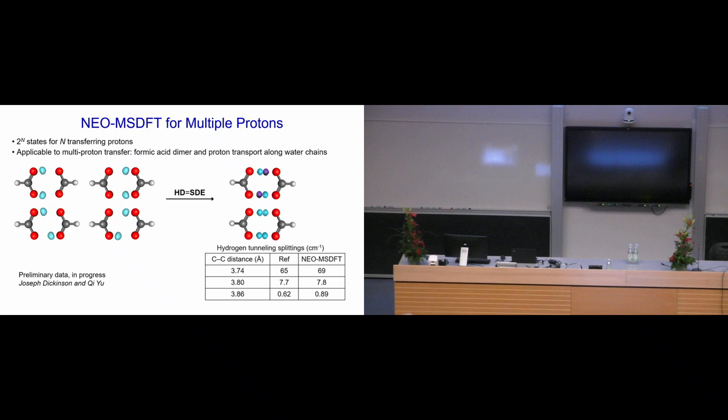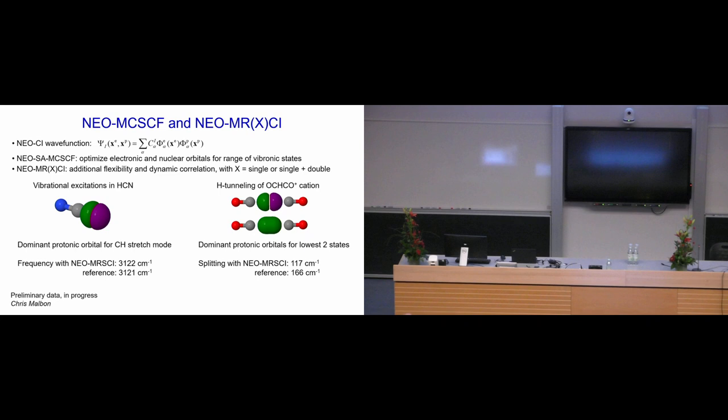Now, we've also extended NEO-MSDFT to multiple protons. So we need two to the N states for N transferring protons. So here's formic acid dimer, and you can see these are the four diabatic states. We mix them. We look at the tunneling splitting between the lowest two and compare to a grid. And you can see we're doing pretty well. This is preliminary data. It's in progress. So these numbers could, in principle, change as we polish up the code. But without any parameterization, we're getting pretty good results for multiple protons as well.